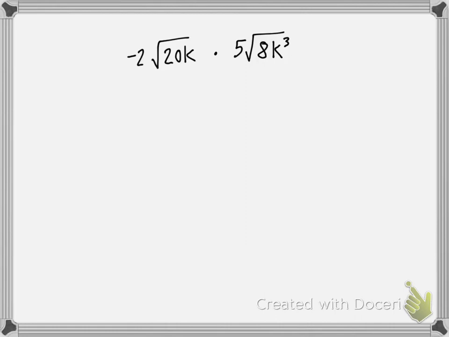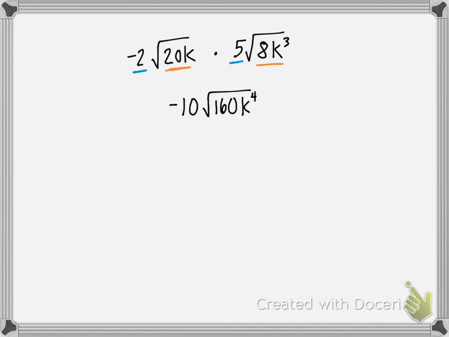When we're multiplying, the first thing I'm going to look at is the outside numbers. We're going to be multiplying those together, so negative 2 times 5 is negative 10. And next we're going to be multiplying the roots together. To multiply two roots, all we have to do is multiply the inside numbers, called the radicands. So 20 times 8 is 160, and then k times k to the third is k to the fourth power.